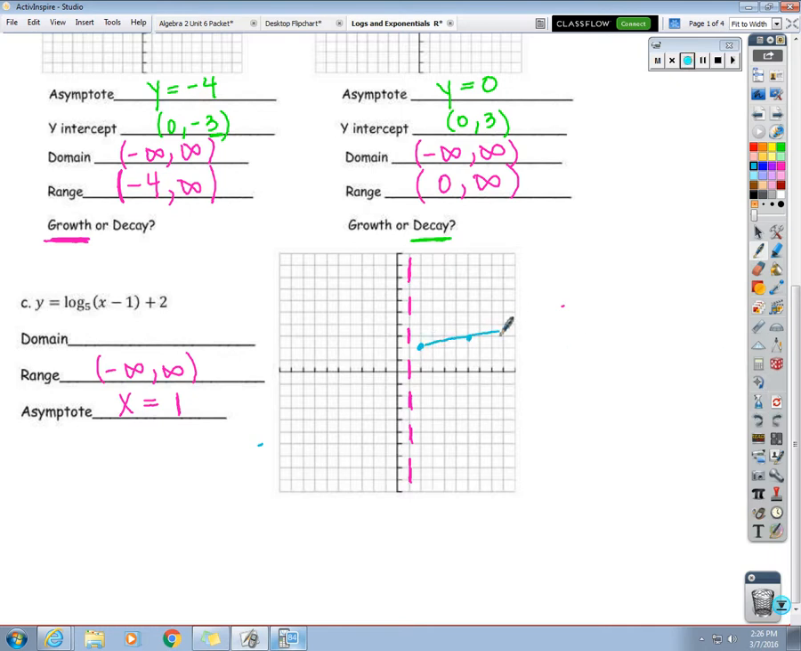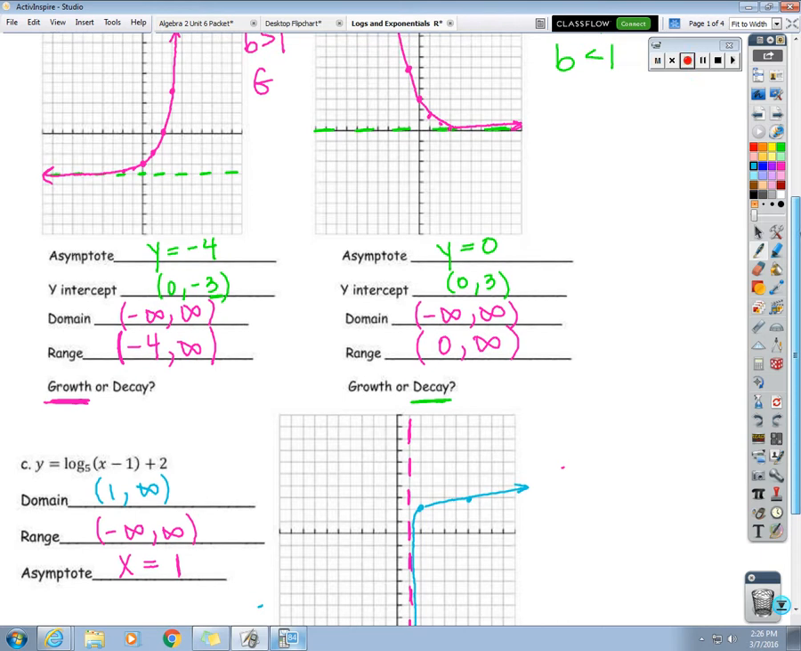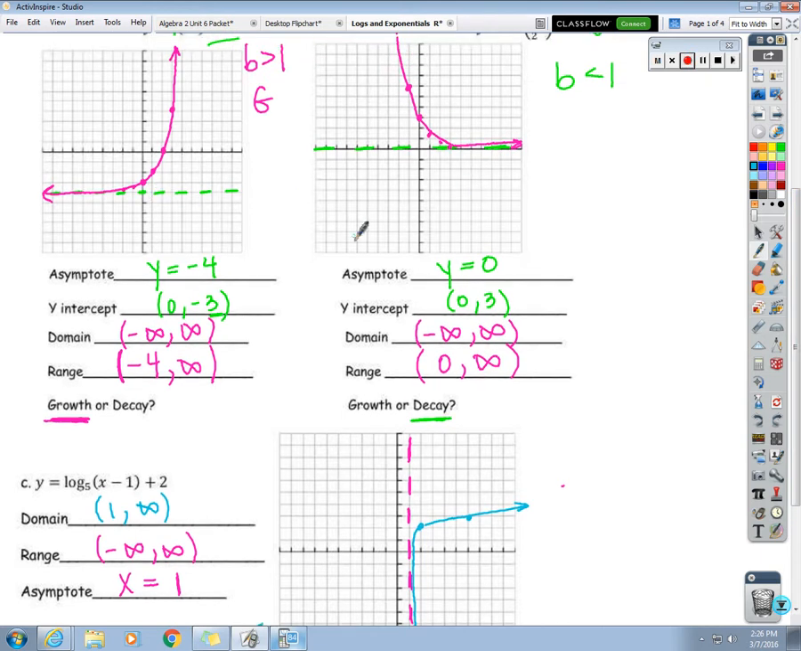Now keep in mind, even though the calculator doesn't show it, it does approach the asymptote forever. And so obviously that asymptote is going to keep it from going left forever. How far left can it go? 1. How far right can it go? Forever. So are you kind of starting to understand why with exponentials the domain is all real numbers? Because the asymptote is horizontal, so you can go left and right forever. But with logs, the asymptote is vertical, so the range is all real numbers. Because a vertical boundary doesn't keep you from going up and down forever, does it?